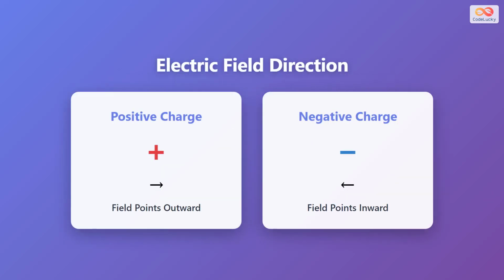The direction of an electric field depends on the sign of the charge creating it. For a positive charge, the electric field lines point radially outward in all directions, away from the charge. This represents the direction a positive test charge would be pushed if placed in the field. For a negative charge, the situation is reversed. The electric field lines point radially inward, toward the charge. This represents the direction a positive test charge would be pulled. This convention is important to remember when analyzing electric field problems.